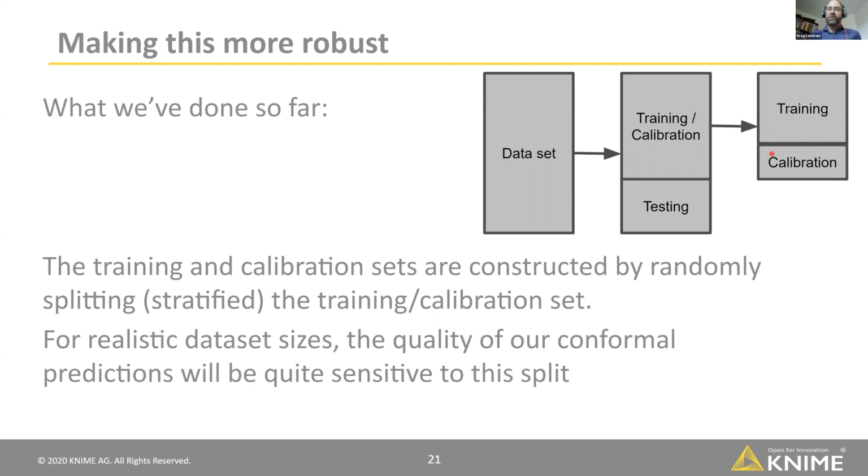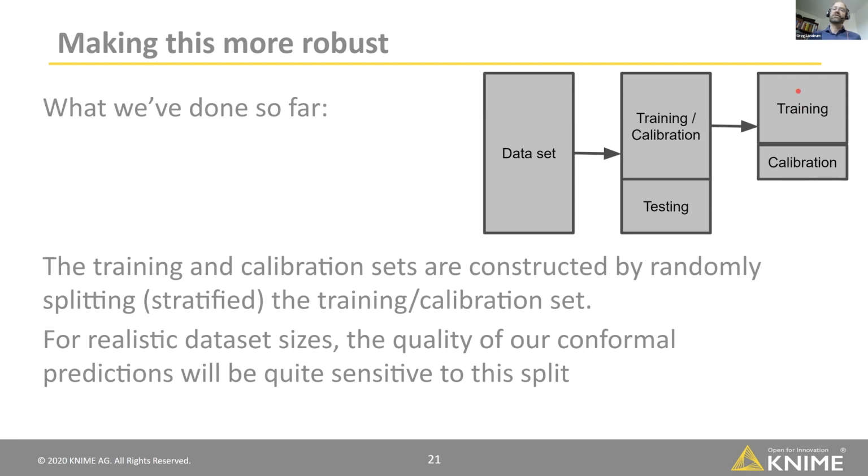The conformal prediction is done using this calibration table. For any reasonable size or realistic size data set, the quality of the conformal prediction is going to be sensitive to this split. So if I do a different random split, I'll get different conformal results, unless the data set is very large. That's a problem.